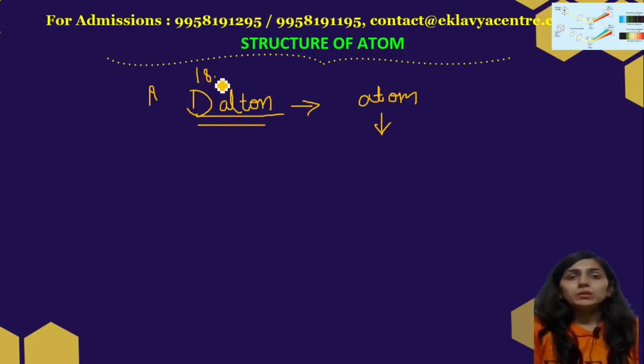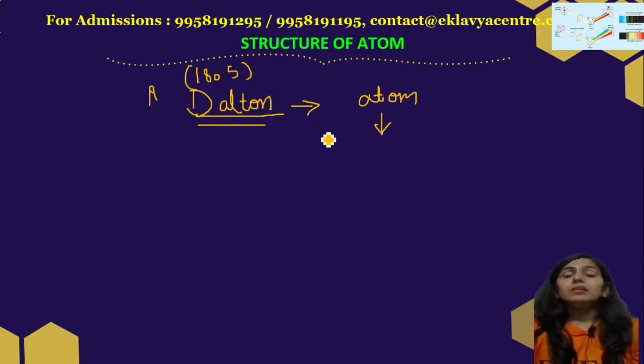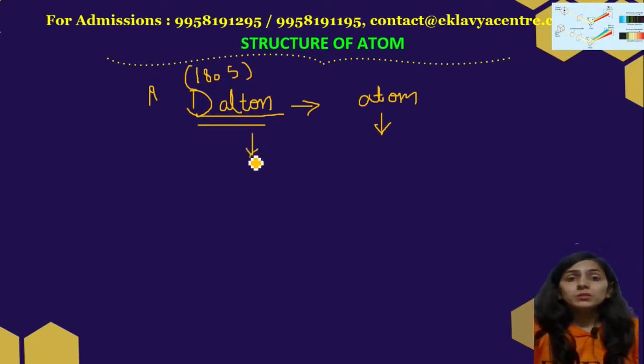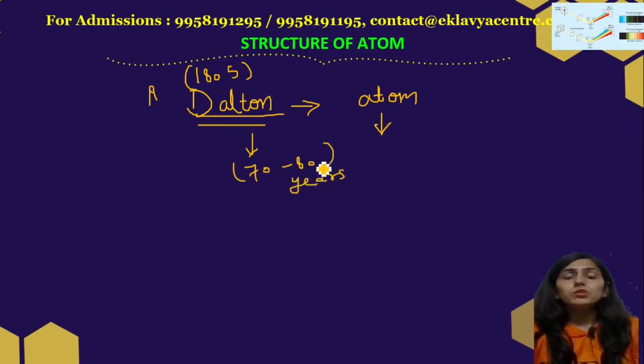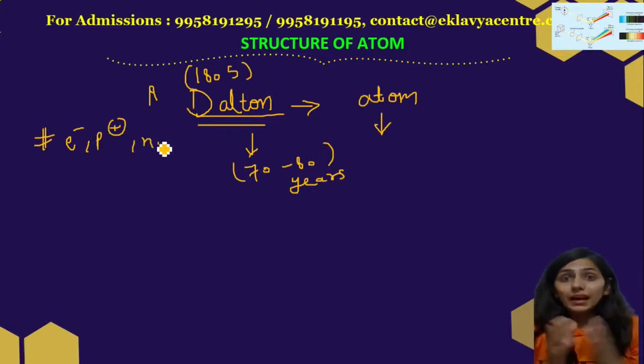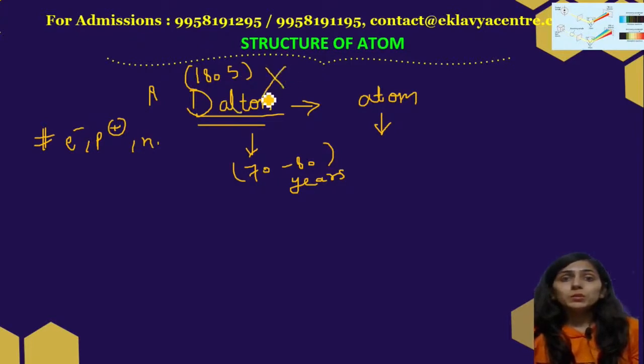Dalton's atomic theory came into the picture in the year 1805. When he said that atom cannot be further divided into subatomic particles, this theory remained valid for around 70 to 80 years. People used to think that Dalton's theory is correct. But you must have studied in your junior classes that an atom can be further divided into electrons, protons and neutrons. So Dalton's theory failed. Still, it is famous because he was the first scientist to tell us something about atom.